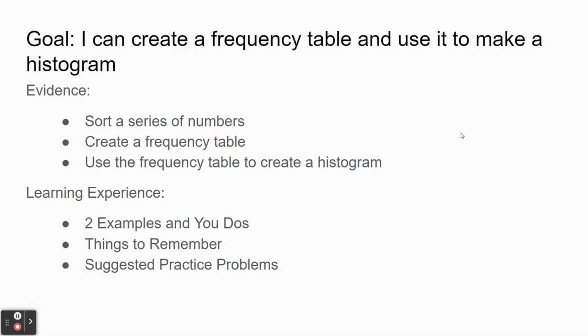Hello, in this video we are going to work on making frequency tables. The only reason we really want to make a frequency table is so that we can then use it to make a histogram. So evidence-wise, we're going to sort a series of numbers. We're going to do this in a slightly different way than we have before, but the same idea basically. We're then going to create a frequency table, and as I mentioned, we're going to use our frequency table to create a histogram.